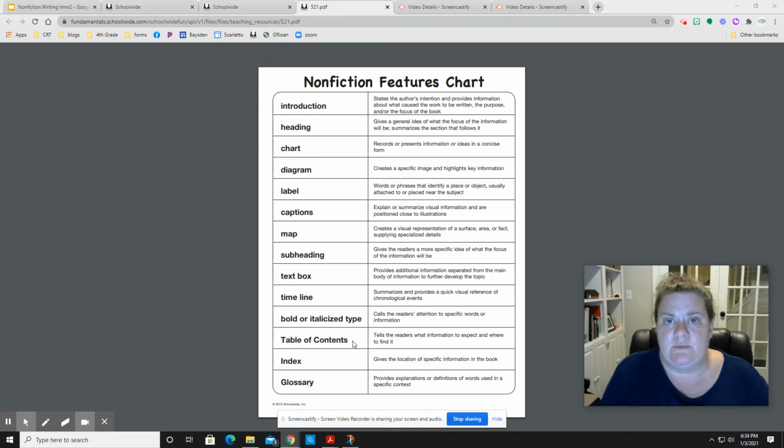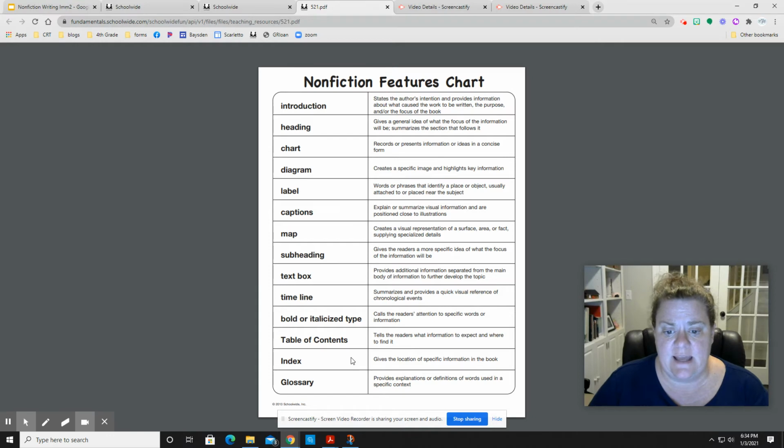Table of contents, we saw that in a few of our books this week. That's a good navigator for our readers whenever we want to organize the information into groups and categories. The reader will know exactly which section of the book has which information, and also whether or not that information appeals to them as a reader.